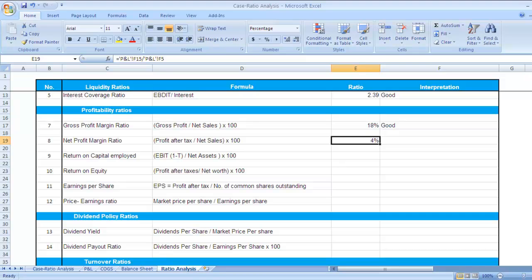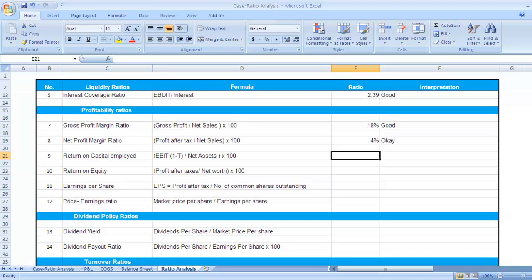So I would say this is an okay ratio, net profit margin in this company's case. We'll dig deeper because we need to check this ratio in comparison with other players in the same industry. Okay, so with this, let's move to the next ratio, that is return on capital employed.